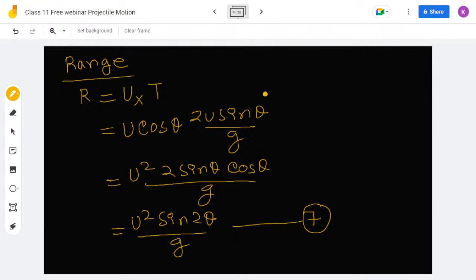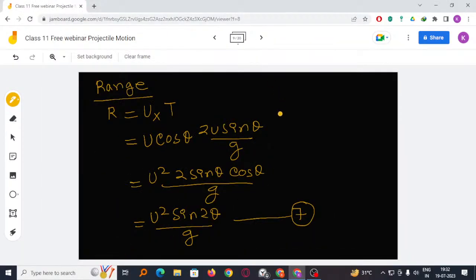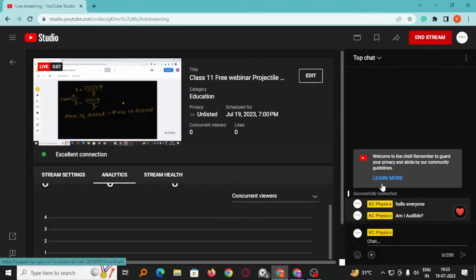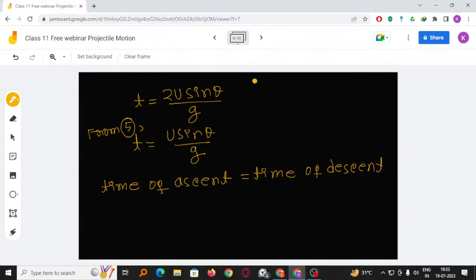So this is how we solve projectile motion, and these are the formulas for projectile motion. Now we have to do some problems to actually understand and master these formulas, so we can be proficient in it. Now let's see if there is some question. Okay, there is no question right now.